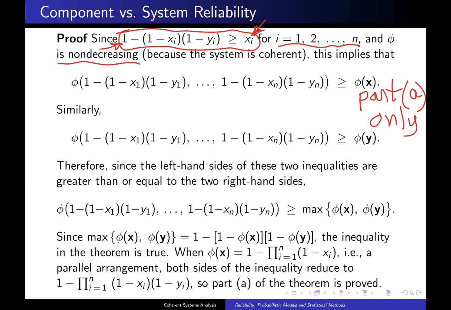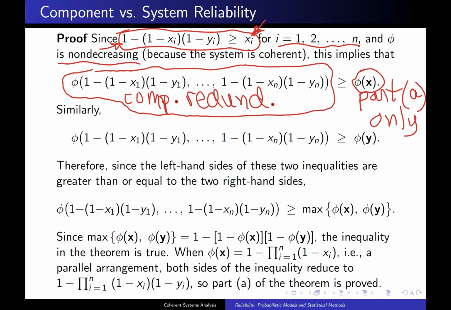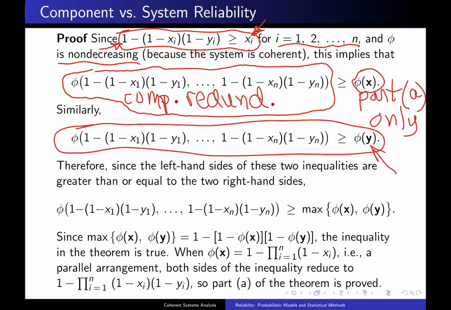And phi of x is non-decreasing because we've assumed that the system is coherent. And this implies that this left-hand side right here, and that left-hand side corresponds to component redundancy as given on the previous slide, is always greater than or equal to phi of x. So you can think of this as the original system, and there is going to be no harm done by simply placing these in parallel. Adding components in parallel is not going to hurt things because your system structure function is non-decreasing. Well, by the same type of thinking, if you compare just the B components from the picture 2 slides ago, and you put the A components in parallel with them, that's going to be better as well.